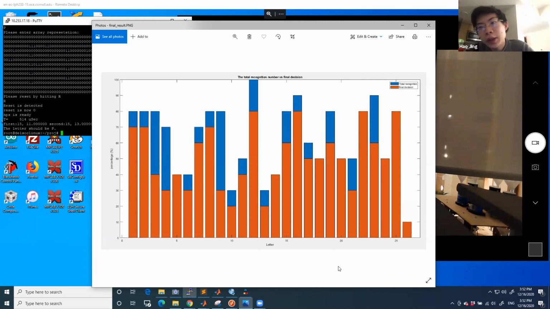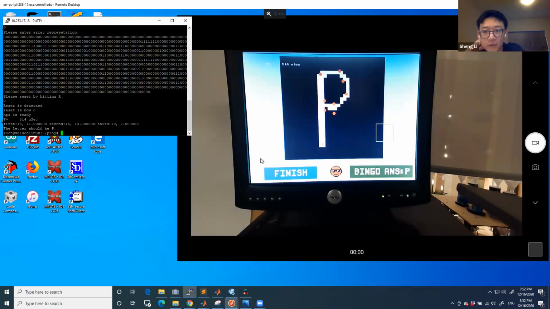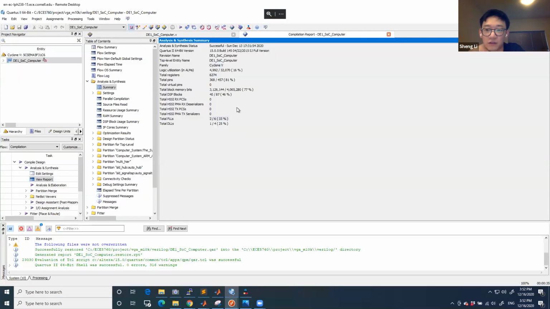Also, all our code on the FPGA was parameterized, so we can easily change it unless we run out of resources. If we have more resources, we can just make the image larger, like 50 by 50 or 60 by 60.